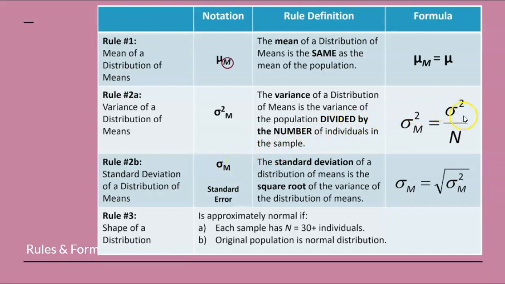If you compare the computational formulas of variance and standard deviation to the ones from Chapter 2, you will see the same format here, just with the Greek letter sigma representing a population. The one significant modification is that standard deviation of a distribution of means is actually called standard error, as indicated by the star here. Please pause the video to take notes of the rules and formulas.